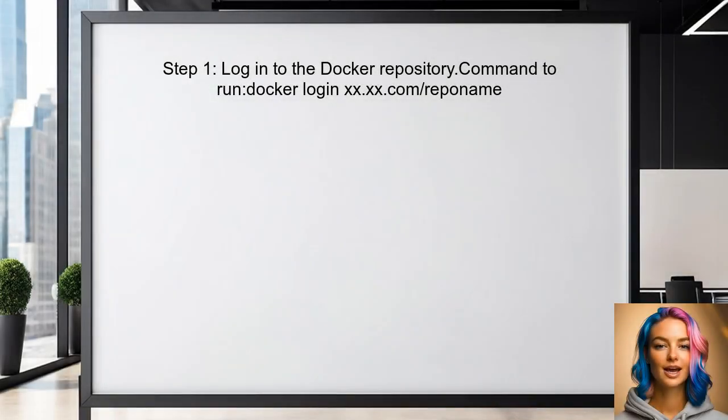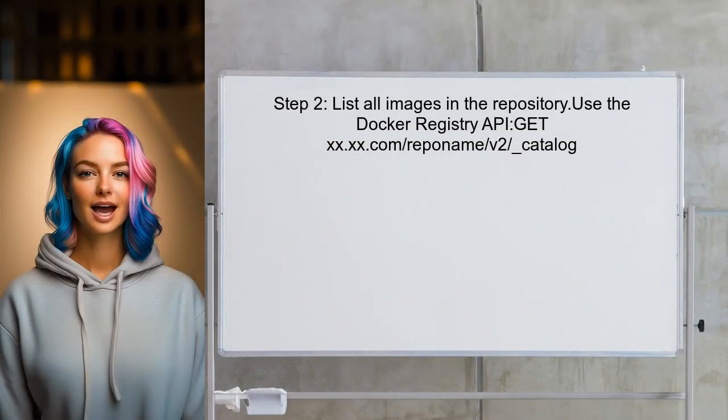To pull all Docker container images from a private repository, the user can utilize a script that retrieves the list of images and pulls them one by one. First, the user should log in to their Docker repository using the docker login command. Next, the user needs to list all the images available in the repository.